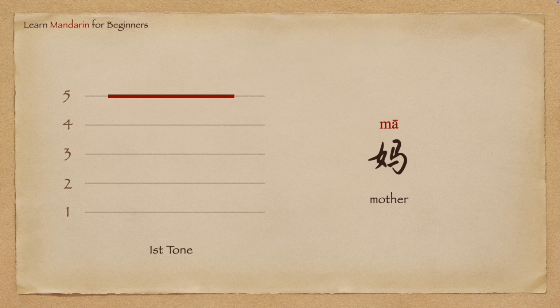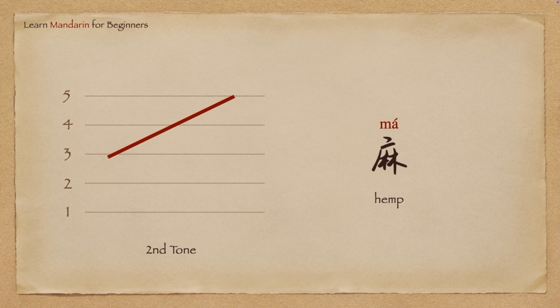Awesome. The second tone starts lower and rises upward, similar to the intonation you use when asking a question in English, like what? For example, ma, which means hemp. Repeat after me. Ma. Once again. Ma.